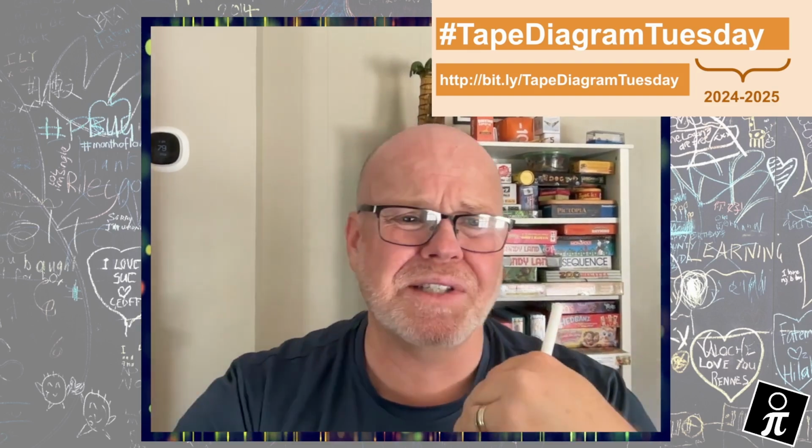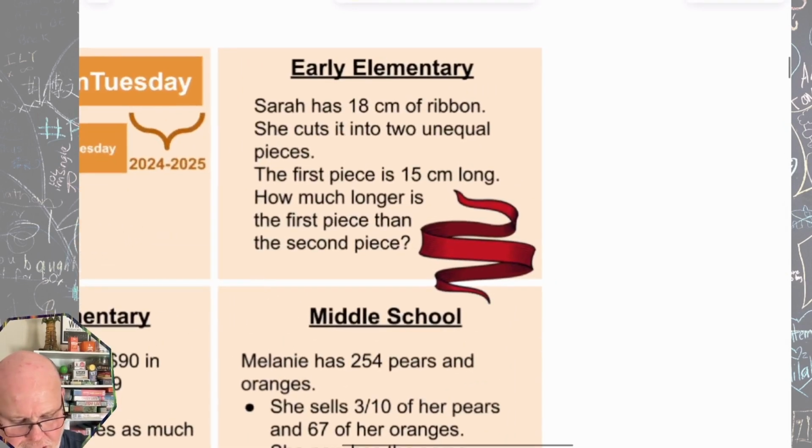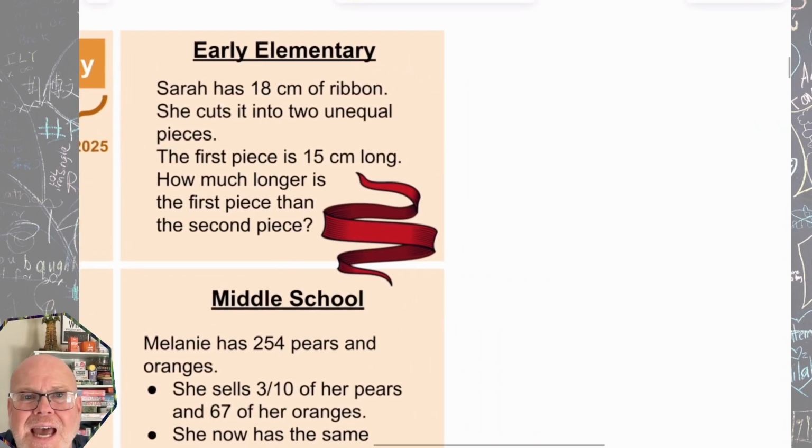So, let's just get started on this. And we're going to start with, of course, the early elementary. Sarah has 18 centimeters of ribbon. She cuts it into 2 unequal pieces. The first piece is 15 centimeters long. How much longer is the first piece than the second piece?